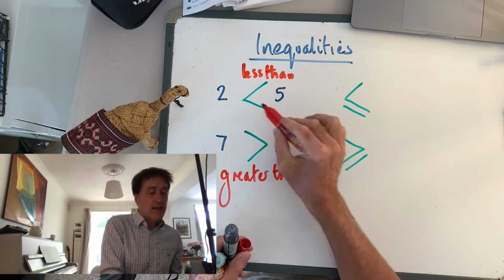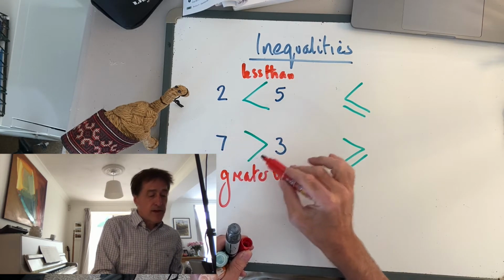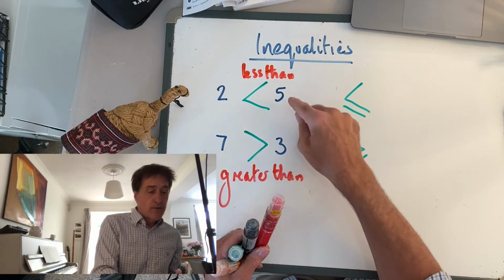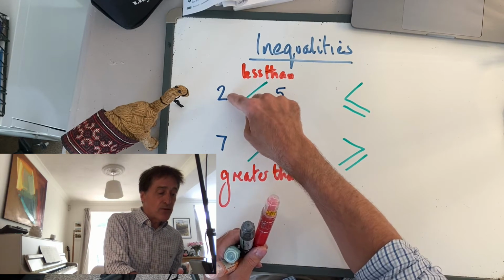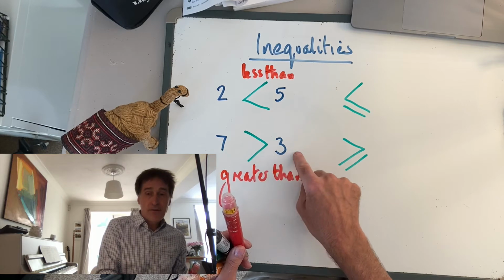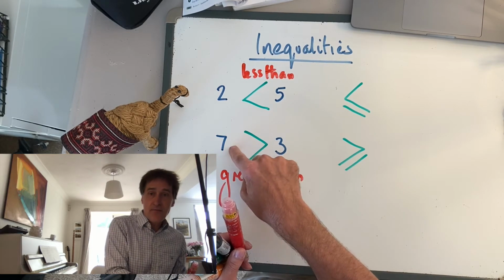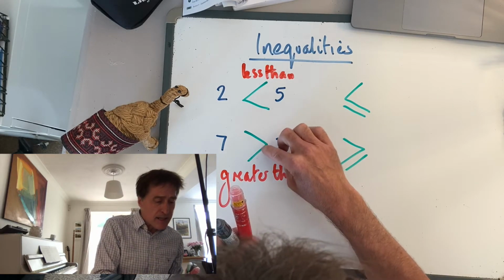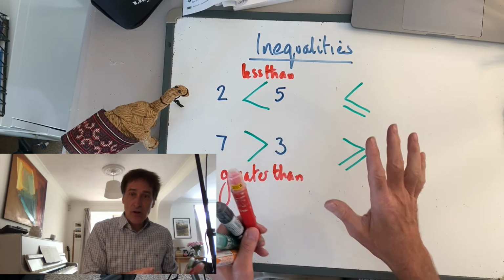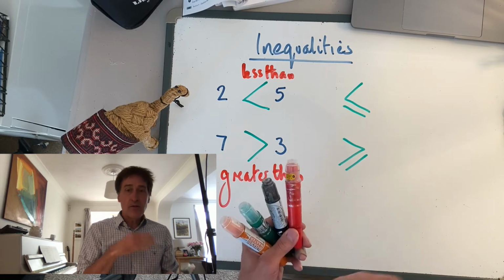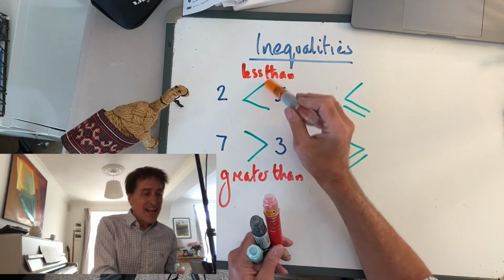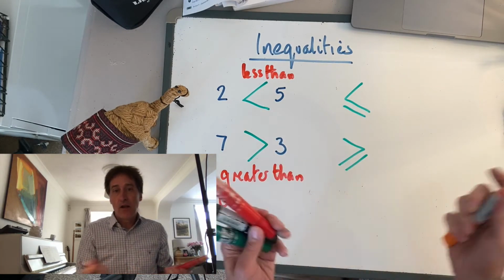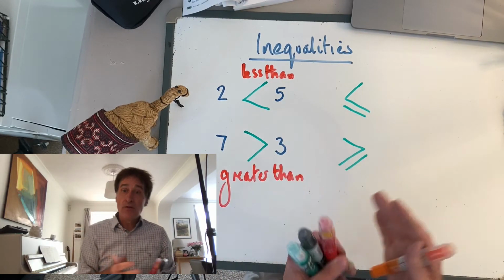So 2 is less than 5, 7 is greater than 3. You can actually read it right to left as well, and that works. 5 is greater than 2, 3 is less than 7. Some people talk about the distance here being less than the distance there. The way I look at it, no one seems to like this method, but I like it. That looks like an L, so it's less than, and therefore the other is greater than. A lot of people don't like that. You have your own system, that's great.